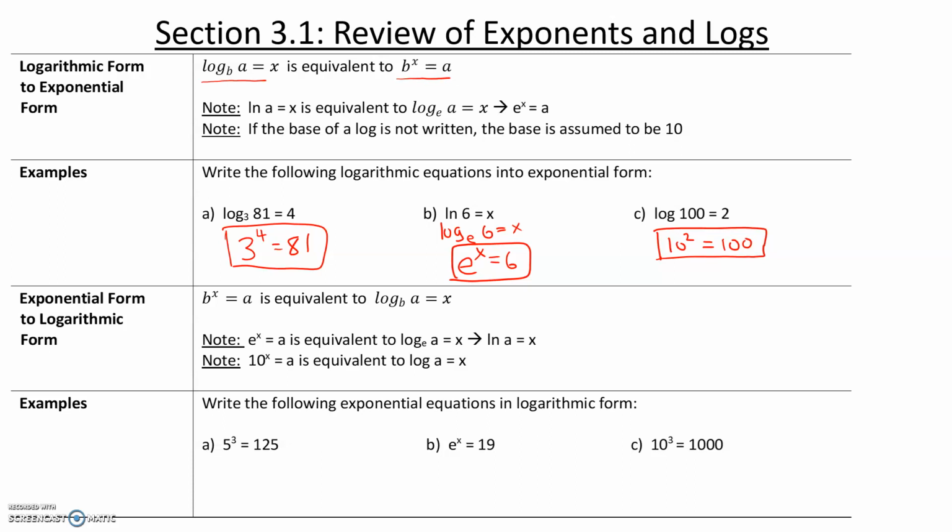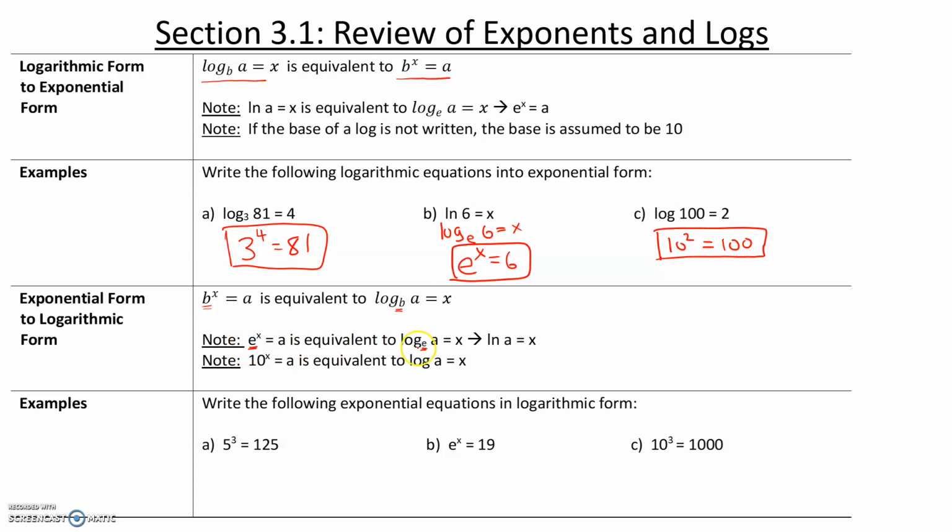Going the other way, b to the x equals a is equivalent to log base b of a equals x. Once again, the base of the exponent becomes the base of the log, and the x and a reverse. Again, two special cases. If our exponential form is e to the x equals a, then in logarithmic form, the base of the exponent, which is e, becomes the base of the log.